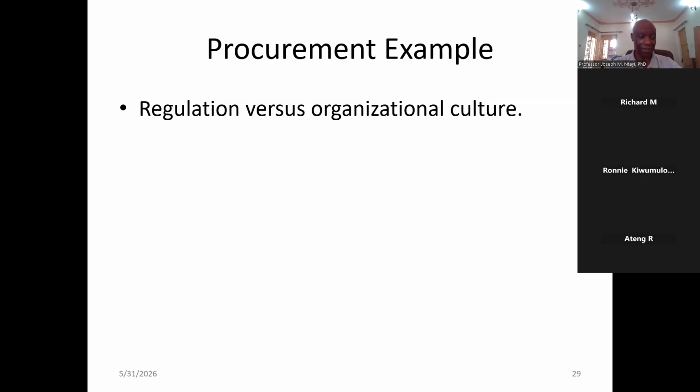There's a general belief that the moment we come up with these regulations, the laws, the rules, and so forth, everything will be okay. So let us regulate everything. And that's a traditional assumption.